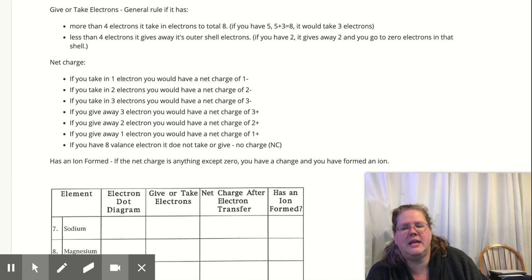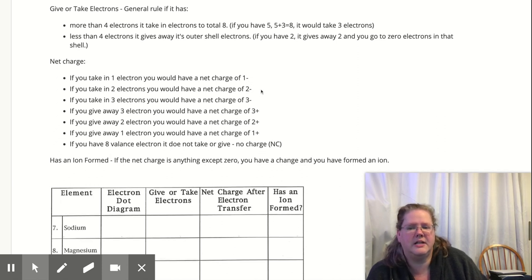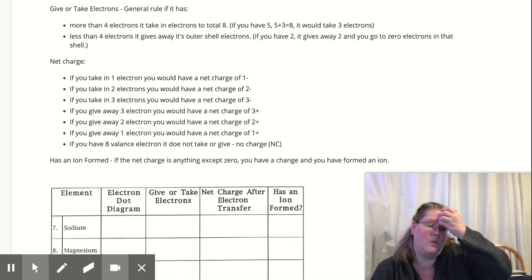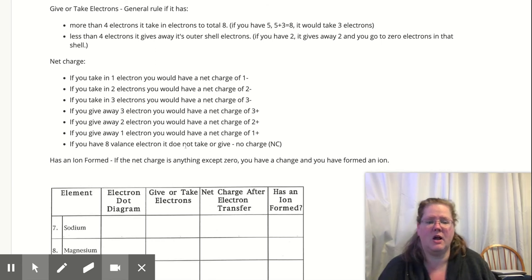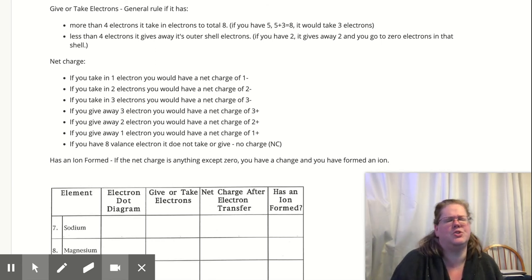If you take in 1 electron, you have a net charge of -1. If you take in 2 electrons, it's -2. If you take in 3 electrons, it's -3. If you give away 3 electrons, it's a 3 plus charge. If you give away 2 electrons, it's a 2 plus charge. If you give away 1 electron, it's a 1 plus charge. But if your outermost shell is full with 2 if you're helium or 8 for everything else, you are a noble gas. You have no charge. You are not going to give. You are not going to take. You are super happy and stable.